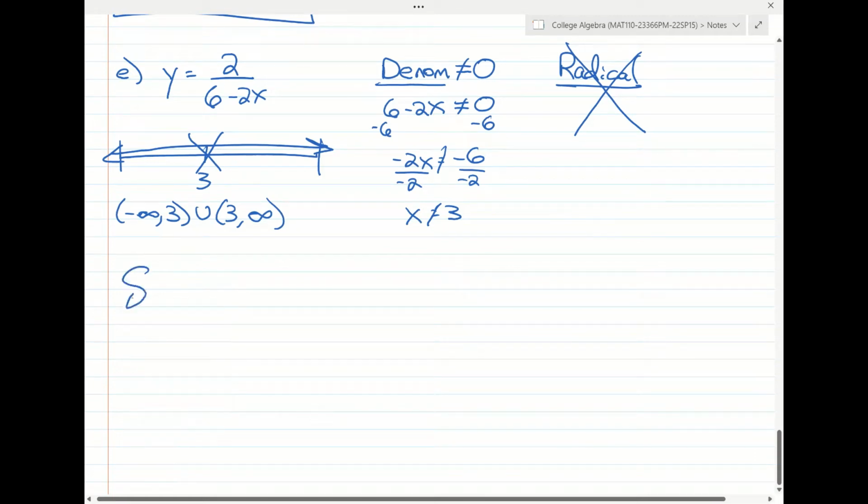Function notation. This is section 2.6, function notation and linear functions.